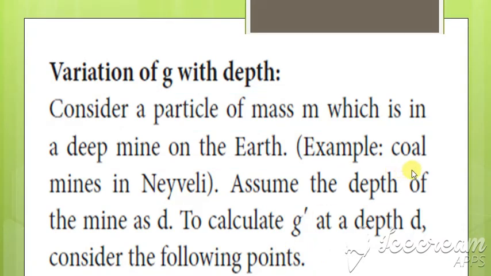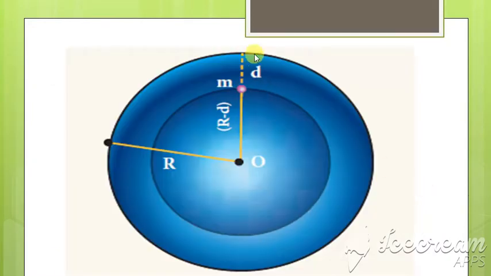So we have to calculate the value of g dash, is it not? For this, consider this the earth. This is the center of the earth that is represented by O, and this is the radius of the earth r, and this is at a depth d. Okay, and so this full distance we know that is r, this part of the distance is d. So this can be written as r minus d. Okay, so that is the remaining distance.